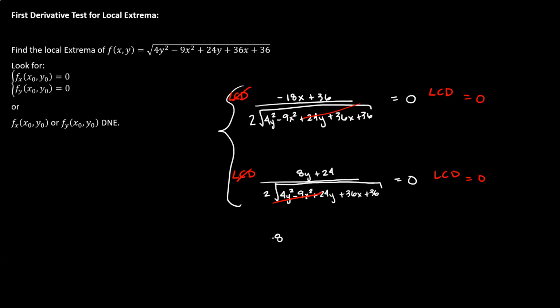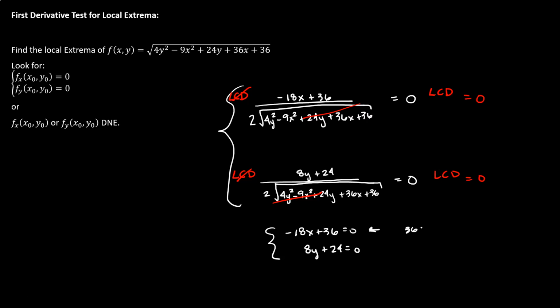Now we're looking at negative 18x plus 36 equals 0, and 8y plus 24 equals 0. Solving this system is going to be quite easy because notice that each one of the equations we're looking at has only one variable. We don't have one equation with both x and y in it. So we can solve each one of these little equations.